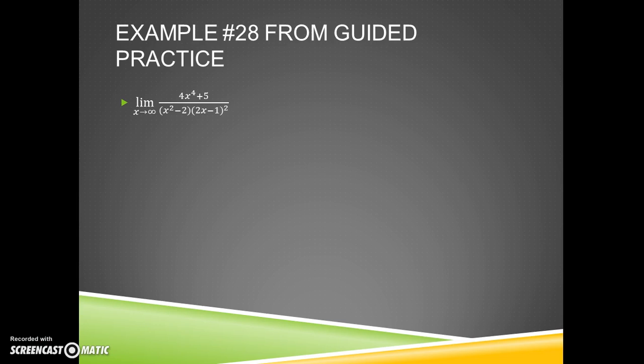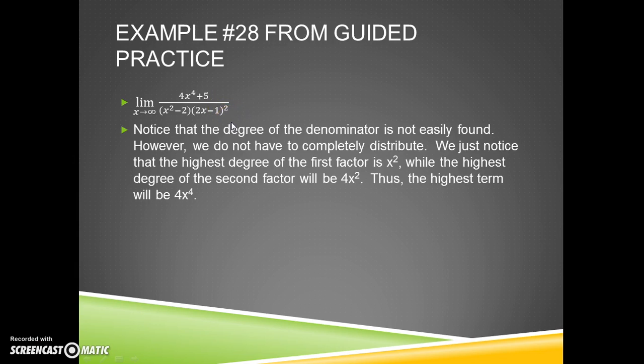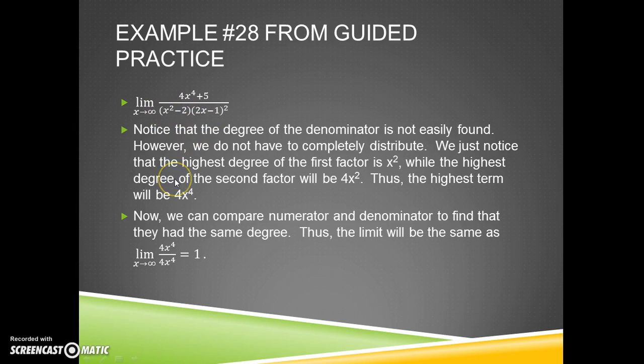Quick example to go over from the guided practice. Limit as x goes to infinity of 4x to the 4th plus 5 over x squared minus 2 times 2x minus 1 squared. Notice that the degree of the denominator is not easily found, but we don't have to completely distribute. That would be wasting your time. We just notice that the highest degree of the first factor is an x squared, whereas if we were to FOIL this second factor out, we would get 4x squared as the highest degree there. Thus, the highest term in the denominator would be 4x to the 4th.